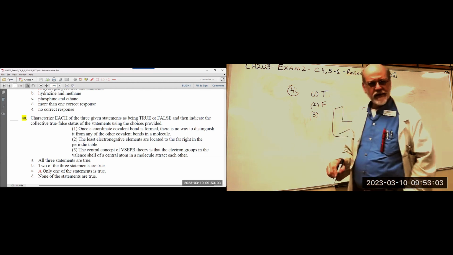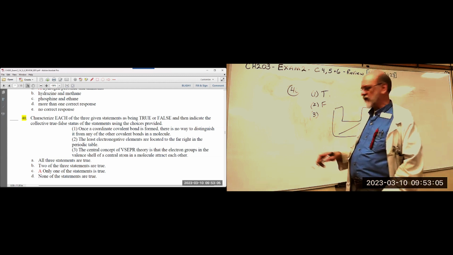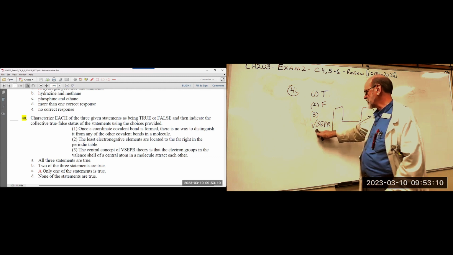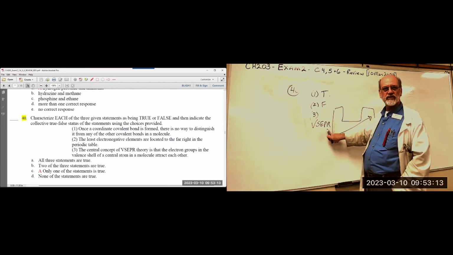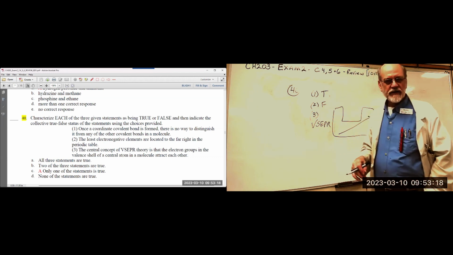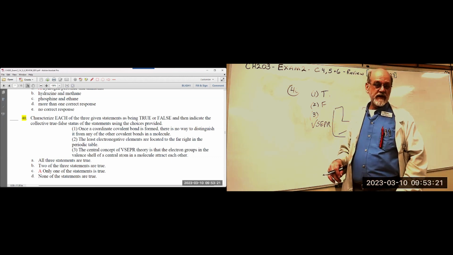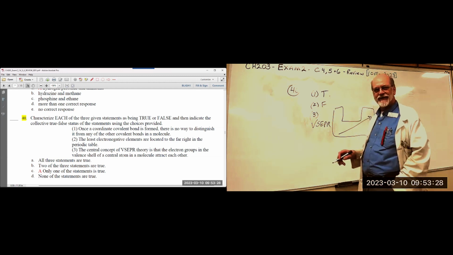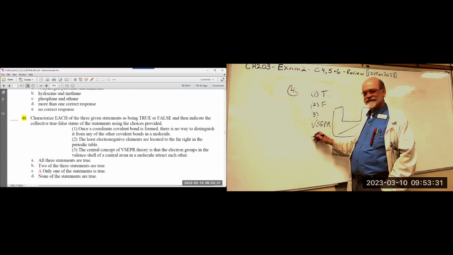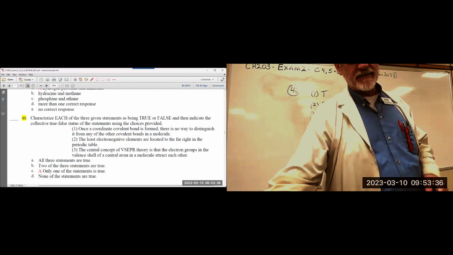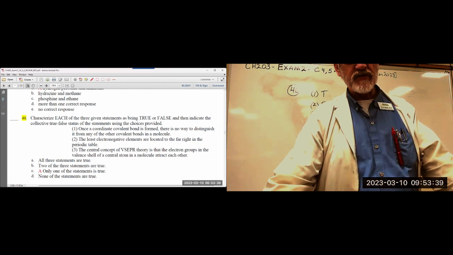How about 3? The central concept of VSEPR theory, remember what that stands for? Valence shell electron pair repulsion. That gives us our geometry. The central concept of VSEPR theory is that the electron groups in the valence shell of a central atom in a molecule attract each other. I don't think so. Negatives attract? That was false. So there's only one right answer. C says there's only one statement that is true.